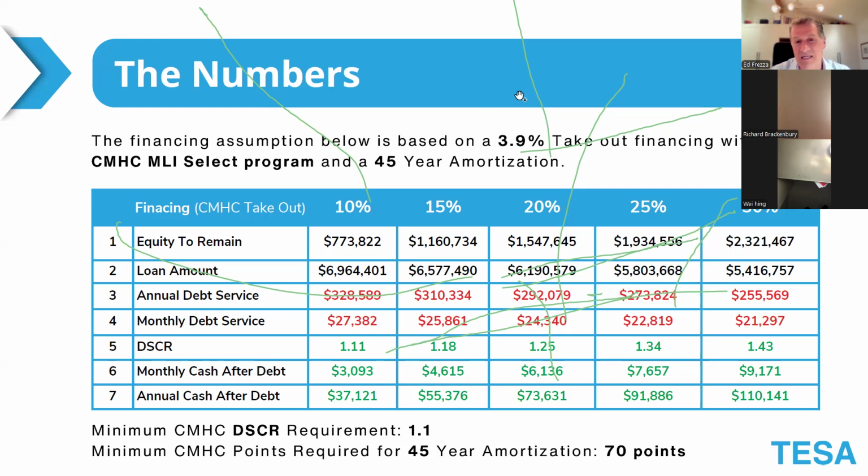So in this case, you can see, depending on where you are on the sliding scale, how much you'll have to leave in, and also how much you're going to be able to take out through a loan amount. It shows you your annual mortgage debt service down to a monthly, and I'll also show you what the resulting DCR is. Now, with CMHC, they need a 1.1 DCR.